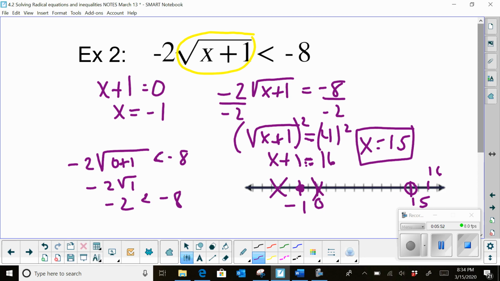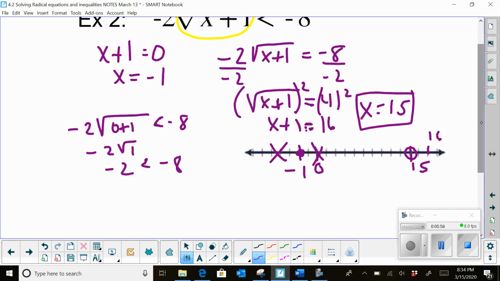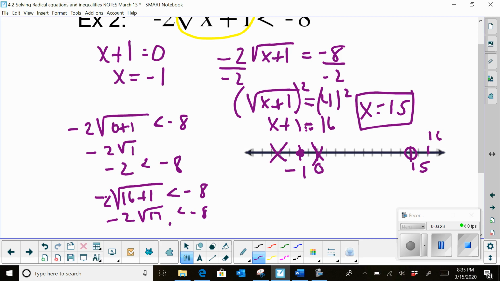And then when I plug in 16, let me scroll down just a little bit. When I plug in 16, I'll have -2 times the square root of 16 plus 1 is less than -8. So that's going to be -2 times the square root of 17 is less than -8. Well, I know that -2 times the square root of 17 is going to be -2 times something a little bit bigger than 4, so that would be less than -8. So that checks.